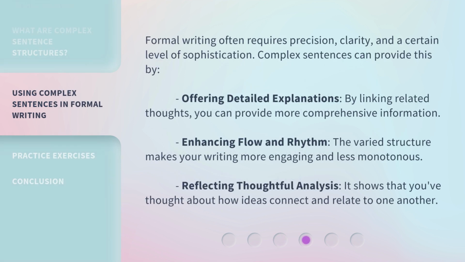Formal writing often requires precision, clarity, and a certain level of sophistication. Complex sentences can provide this by offering detailed explanations. By linking related thoughts, you can provide more comprehensive information. Enhancing flow and rhythm. The varied structure makes your writing more engaging and less monotonous. Reflecting thoughtful analysis. It shows that you've thought about how ideas connect and relate to one another.